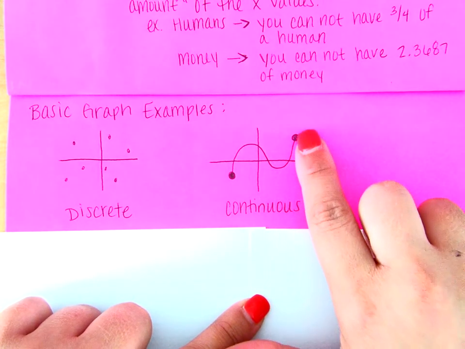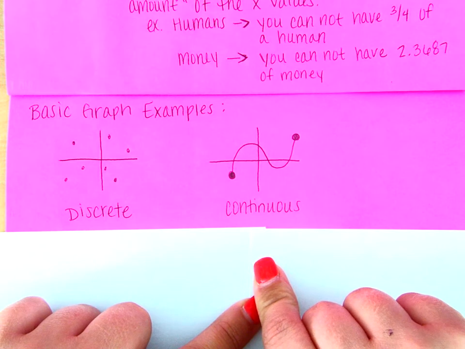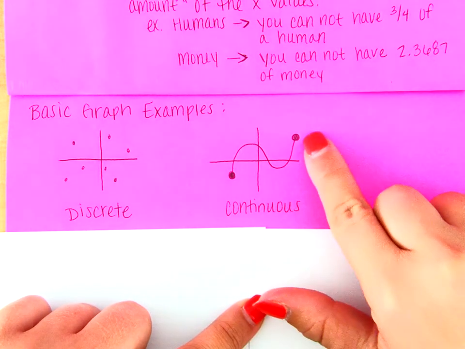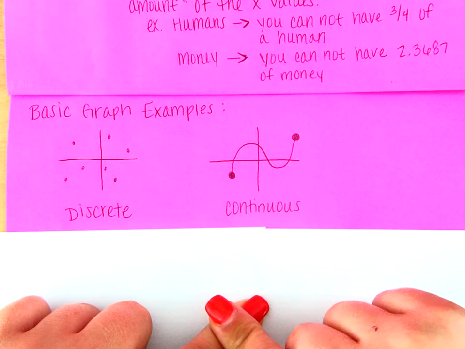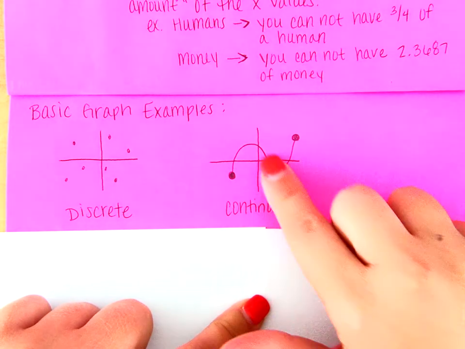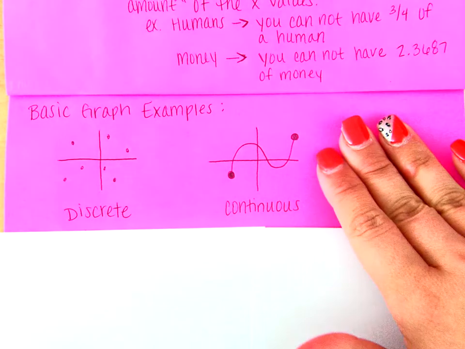It also may have arrows. If the arrows are there, the graph is still continuous as long as it is connected. So the key thing you're looking for is a connected graph.